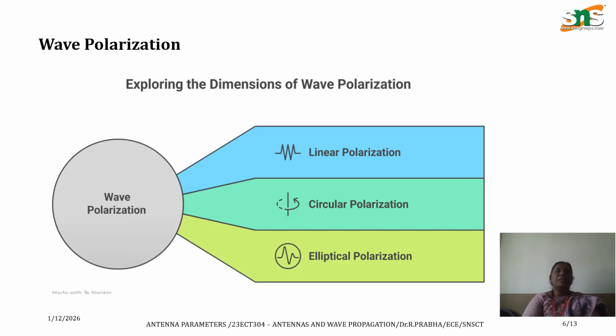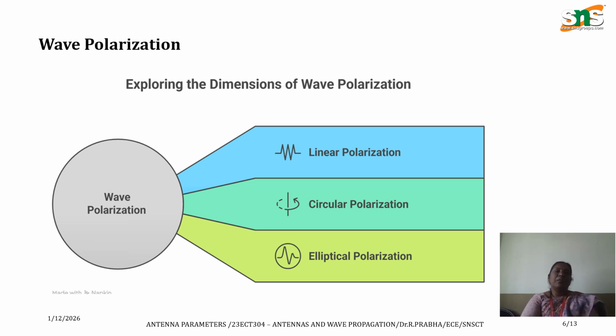The next parameter is wave polarization. Polarization is known as the orientation of the electromagnetic wave. That is, it specifies the direction of the electric field. The direction in which the electric field lies defines the polarization of the given wave. Based on electric field orientation, there are three types of polarization: linear polarization, circular polarization, and elliptical polarization.